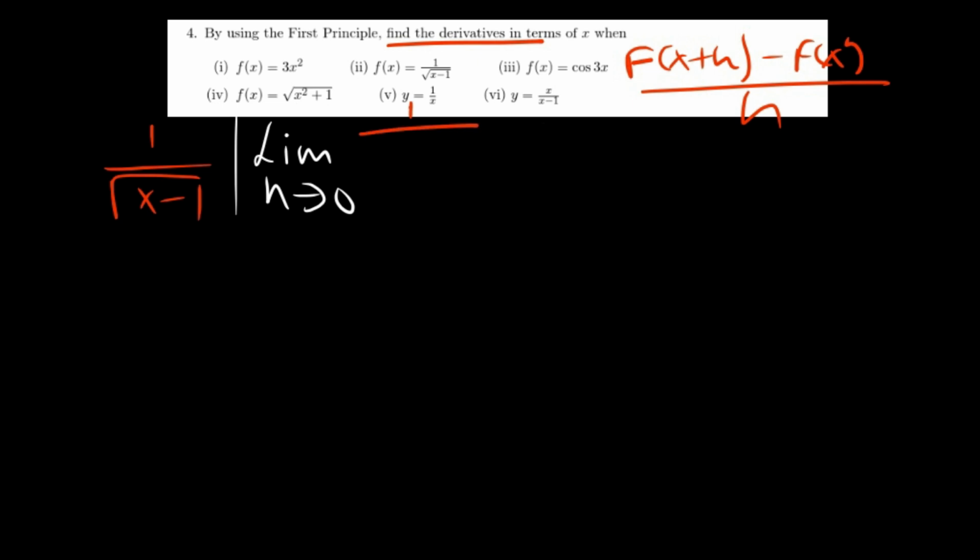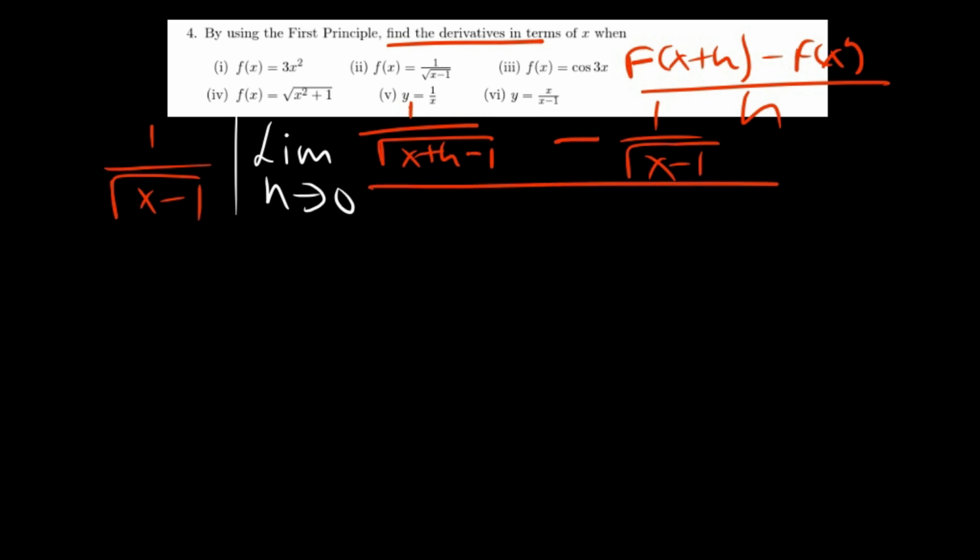The second one is 1 over root of x minus 1. Differentiate that function using first principle. So obviously I've already told you the limit as h approaches 0 will start by f of x plus h. It implies where there's x you put x plus h, so you're going to have a 1 over root of x plus h minus 1, and then minus the original function itself, which is just 1 over root of x minus 1, divided by the denominator, which is h in our equation.